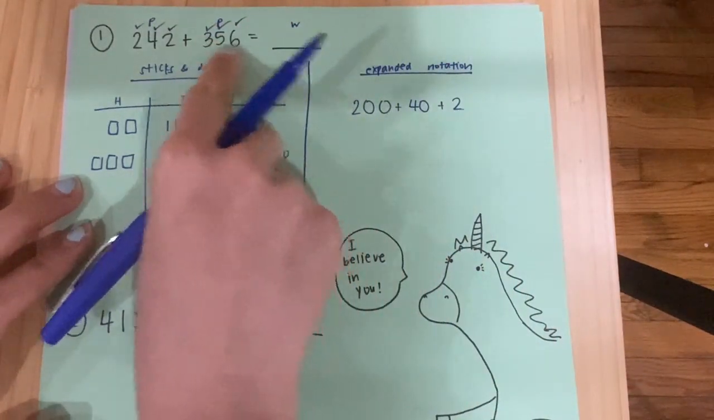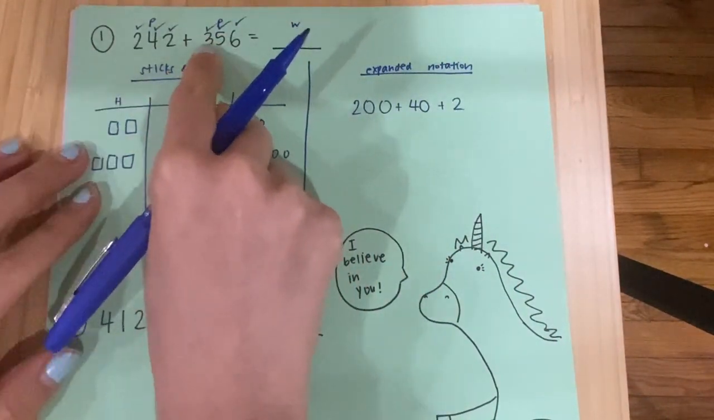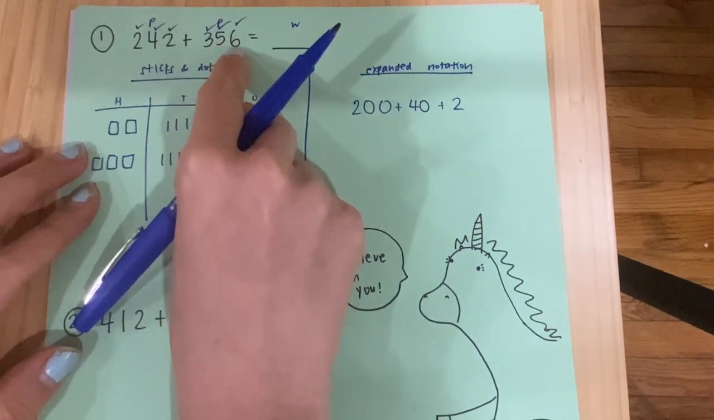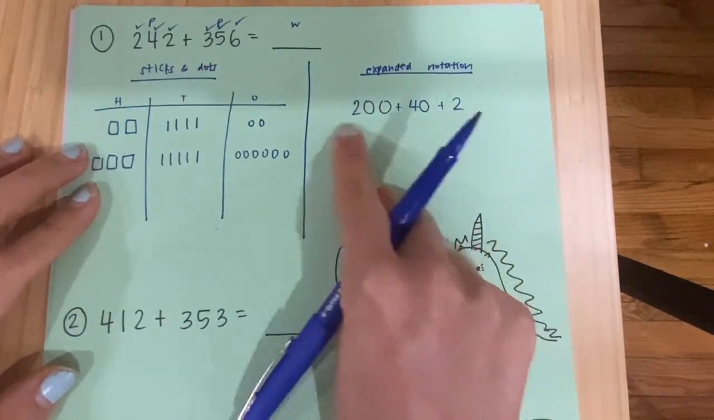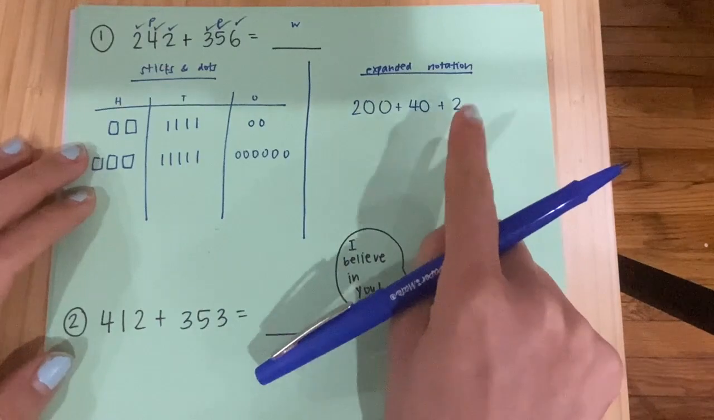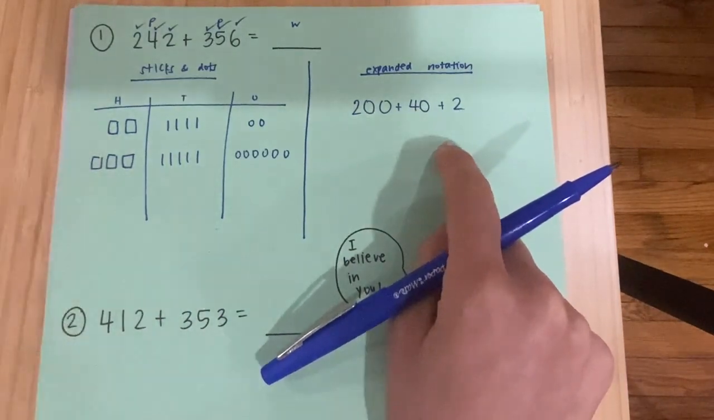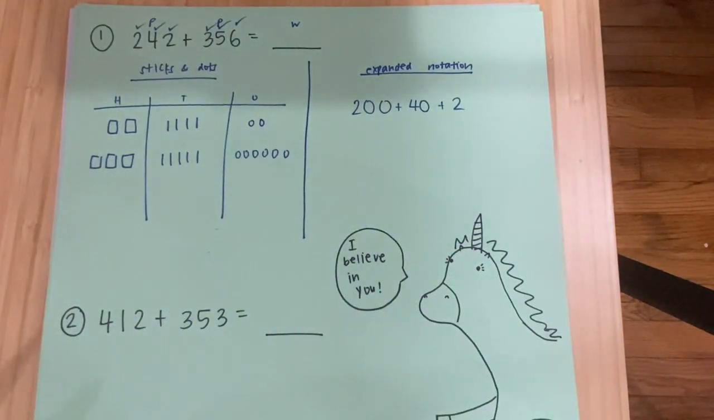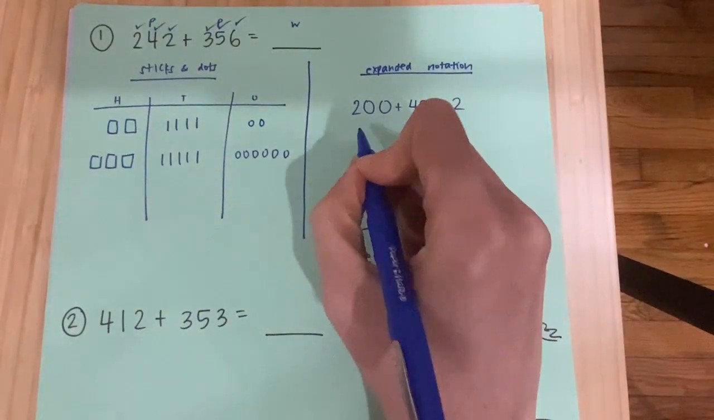Okay, now I need to write the 356 in expanded notation right on the bottom. I'm going to let you try it first. So you try it first. Okay, let's check your work.